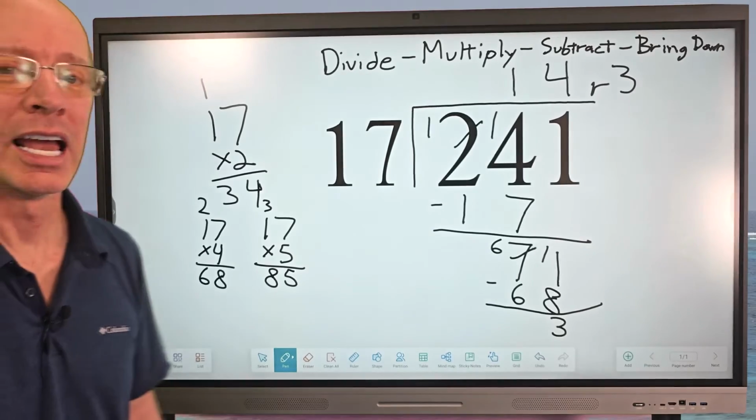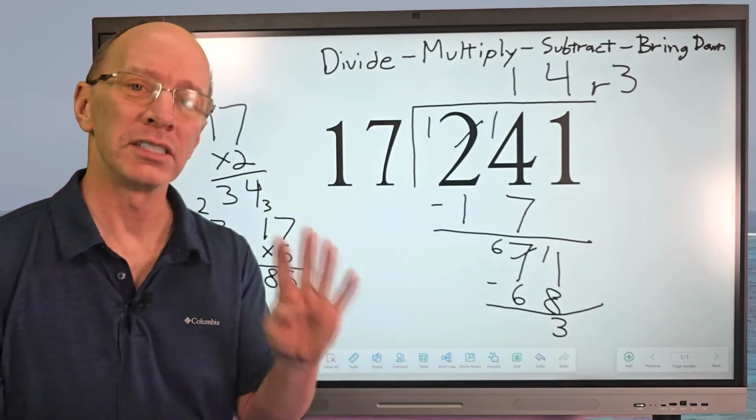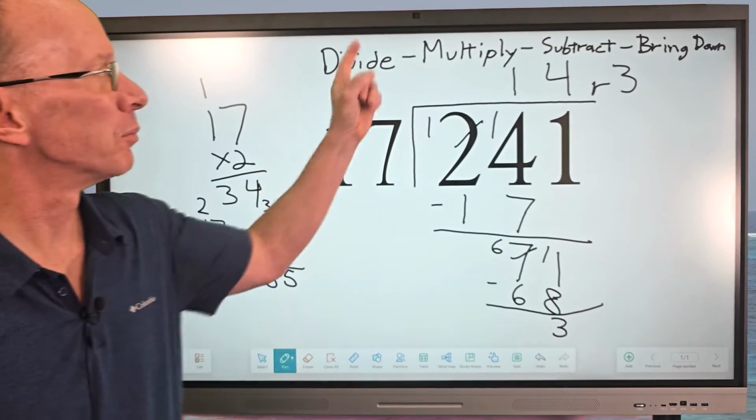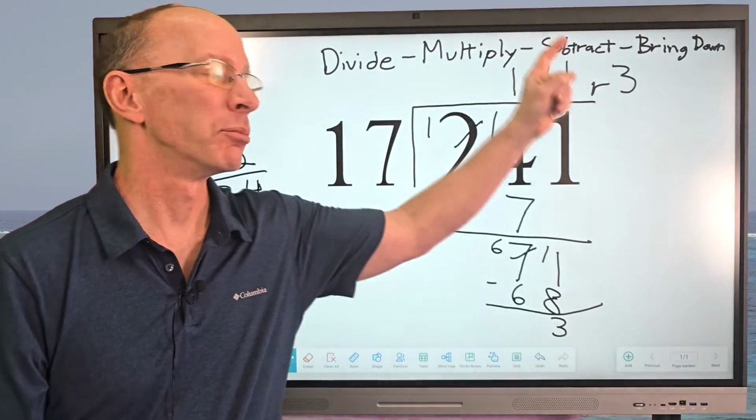14, remainder 3. Hey, remember the 4 things that you have to do. It's division, multiply, subtraction, and then bring it down.